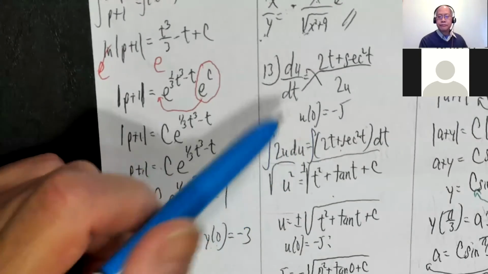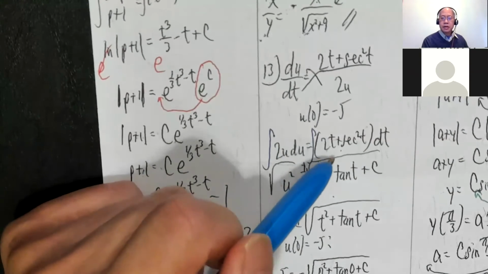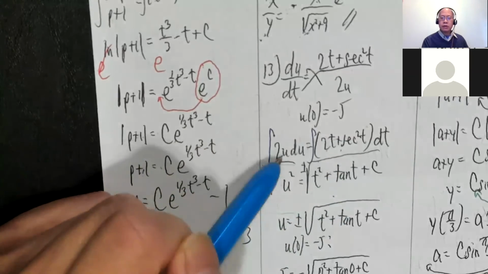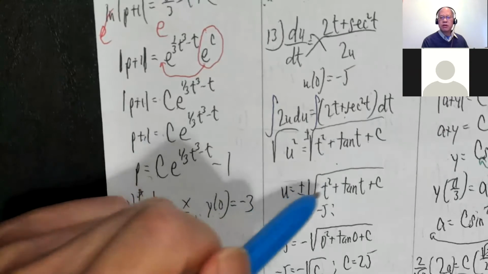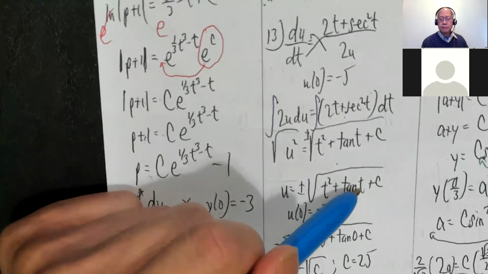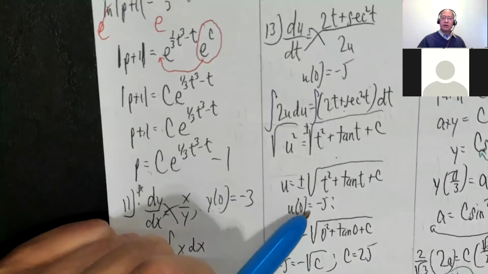Integrate both sides. u squared equals t squared plus tangent of t plus c. Square root, plus or minus. u equals plus or minus the square root of t squared plus tan t plus c. Solve for c because they tell me u of 0 equals negative 5.